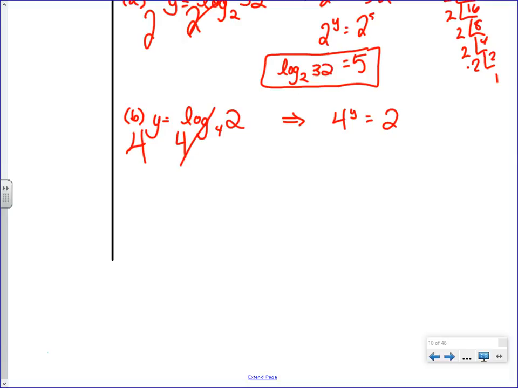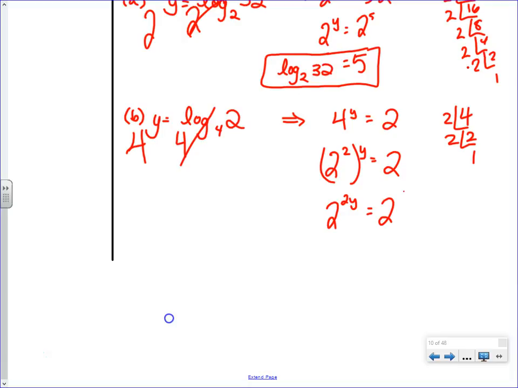Well, now what? 4 is the bigger one, right? So how many 2's are in 4? I mean, you can do that, but how many 2's are in 4? Break down the bigger one and say, hey, you're 2 squared, buddy. Now what? You can break down the other two. Power to a power, you multiply.